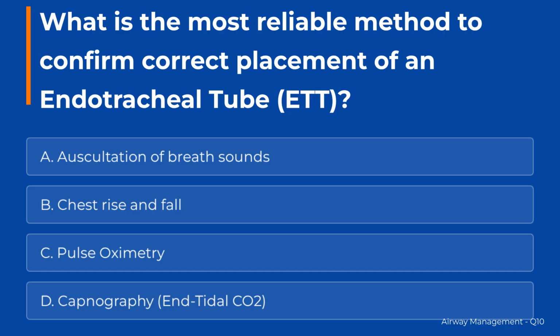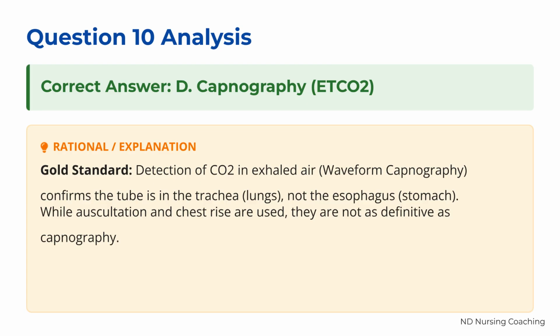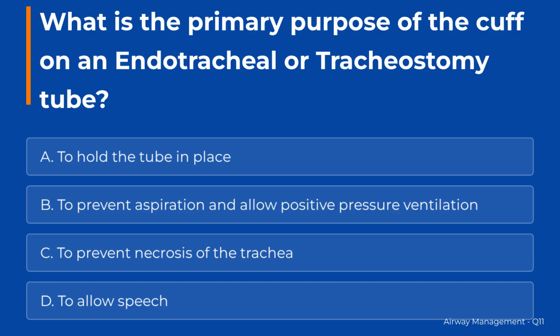Question 10. What is the most reliable method to confirm correct placement of an endotracheal tube, ETT? The most reliable method is D, capnography, or end-tidal CO2. The detection of carbon dioxide in the exhaled air confirms the tube is in the trachea, or lungs, rather than the esophagus.